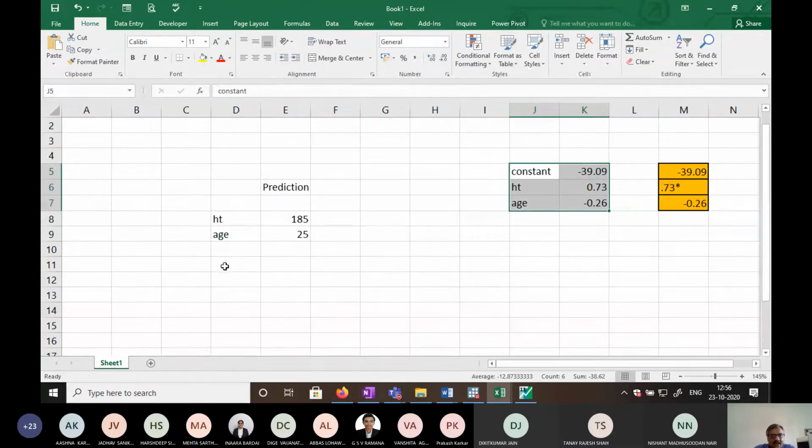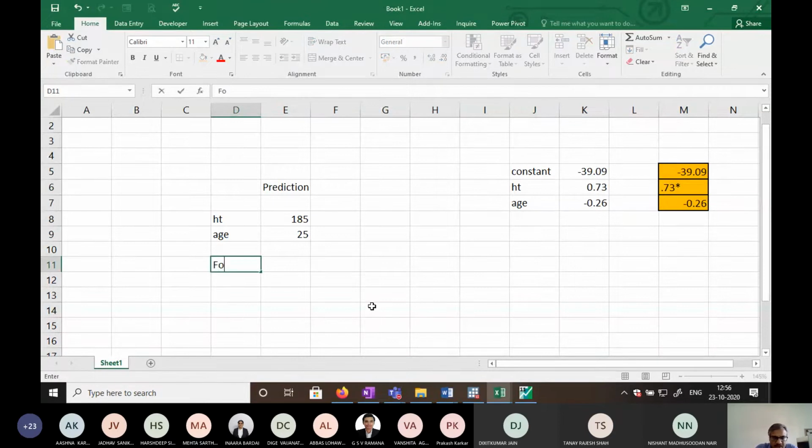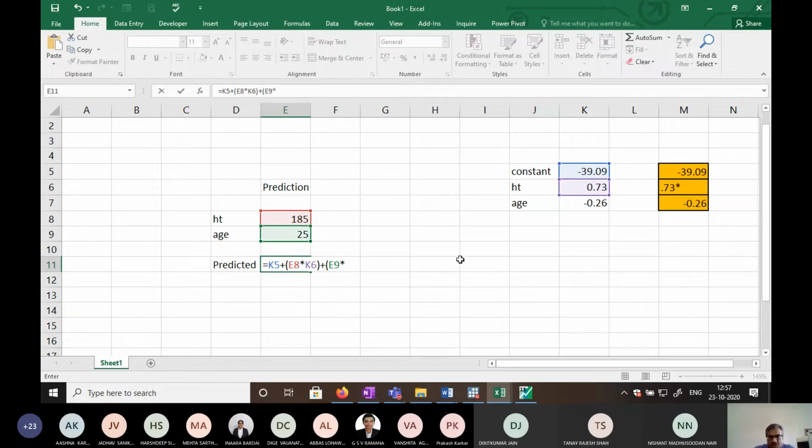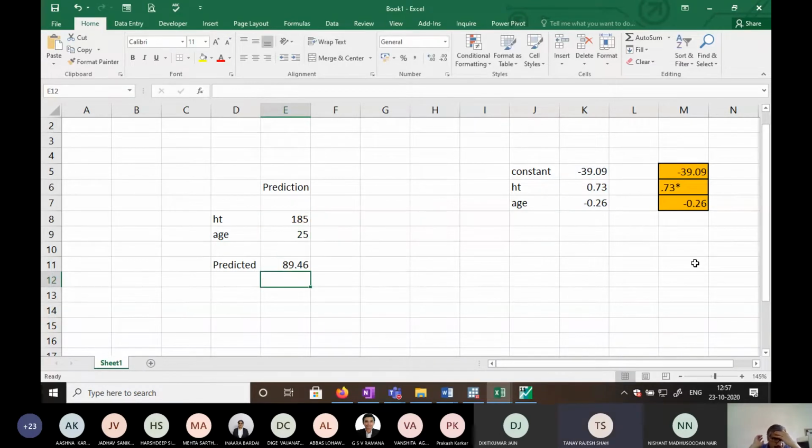Yes. So I can have a prediction. So forecast or prediction value: this is the constant plus height, I'm multiplying it with the height coefficient, plus age with the age coefficient. That's it. All of you are with me? I'm just putting the data in the model. Yes? This is the predicted value. 89.46 kgs is the predicted value.